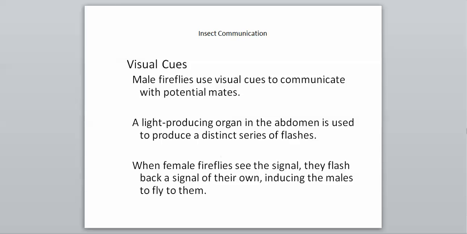And when female fireflies see the signal, they flash back a signal of their own, and that induces the males to fly to them and to begin the mating process. So that is not just a bunch of random flashes going along in the summertime. It's actually fireflies using some good communication to find a mate.